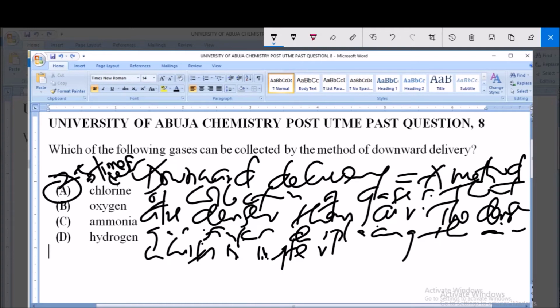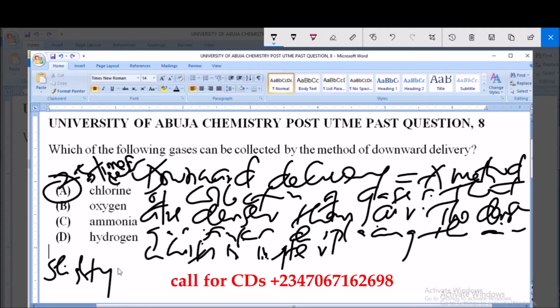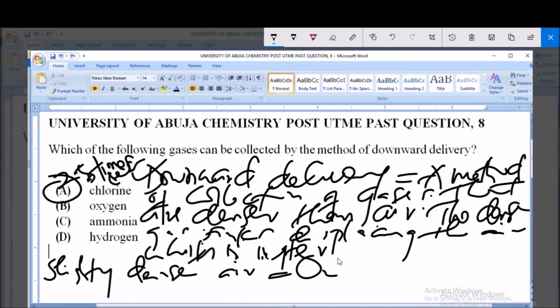Now, we have oxygen. Oxygen is slightly denser than air. When I say slightly denser than air, I mean the difference in density between oxygen and air is kind of negligible. So it will not be really suitable to use downward delivery as their densities are very close. So oxygen will not be used.